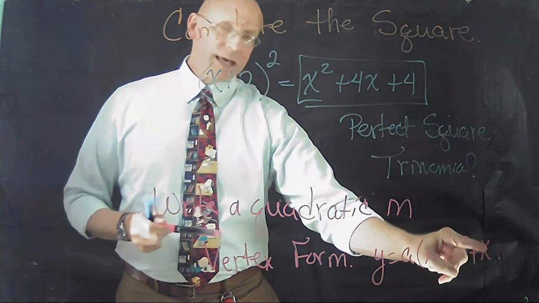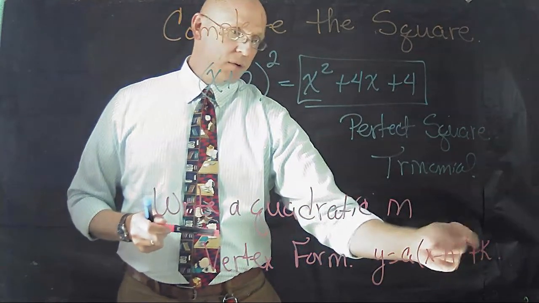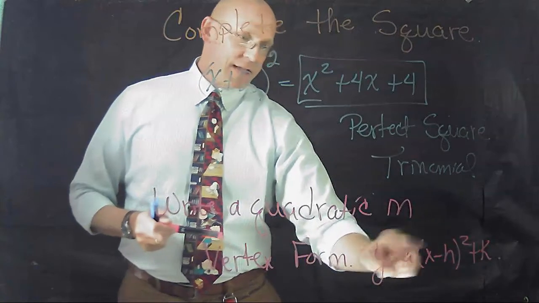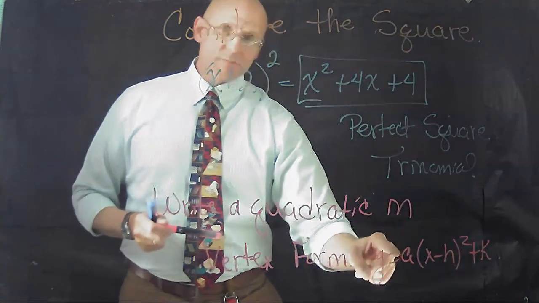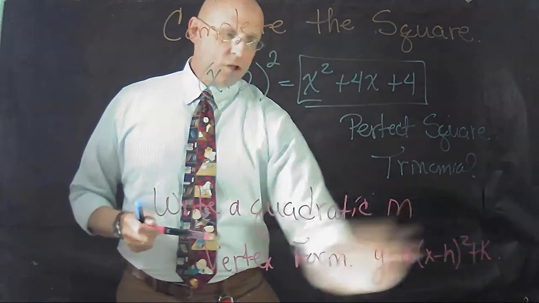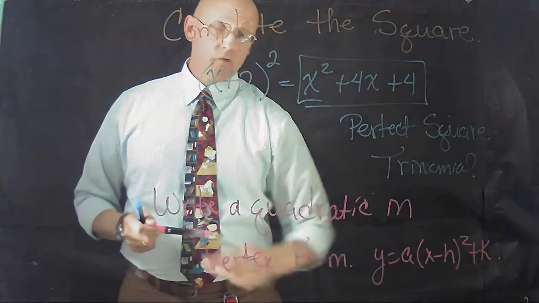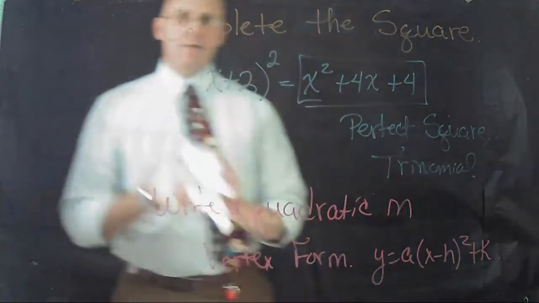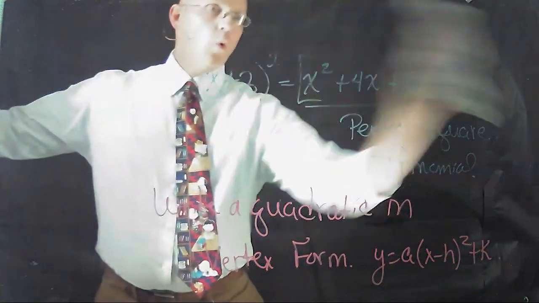The value of k is a maximum if a is negative, and a minimum if a is positive. So we get that information from this form called vertex form. Okay, so here we go. I'm going to erase this, and we're going to keep going here. Let's talk about what our goal really is.